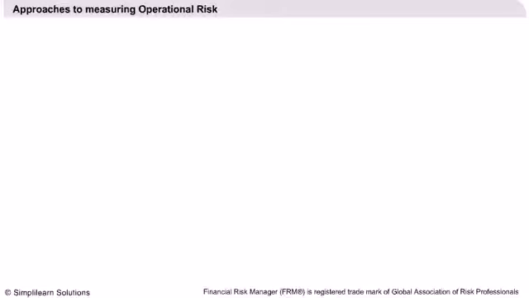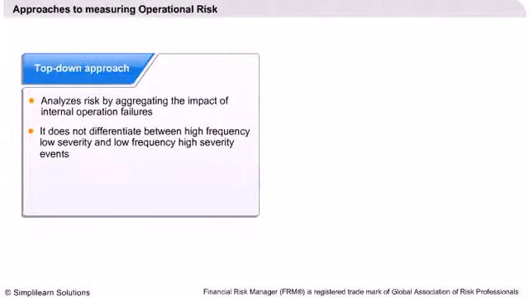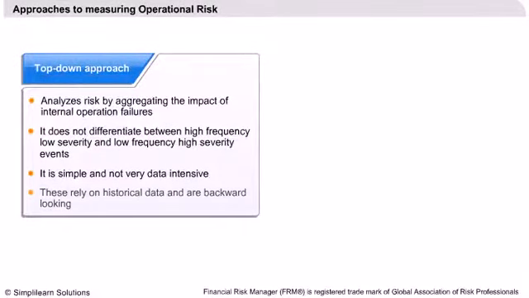Approaches to measuring operational risk. Let us begin our discussion by comparing the top-down and the bottom-up approaches to measuring operational risk. The top-down approach analyzes the risk by aggregating the impact of internal operational failures. It measures the variances in the economic variables that are not explained by the external macroeconomic factors. As such, this approach is simple and not data-intensive, and it relies mainly on historical data.